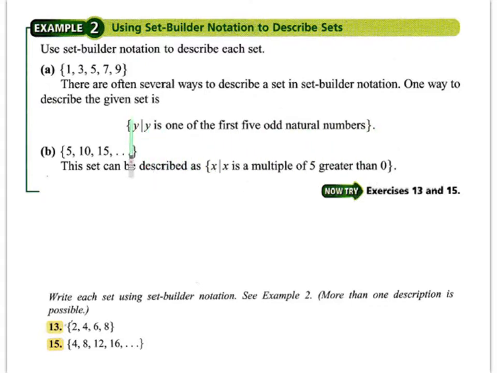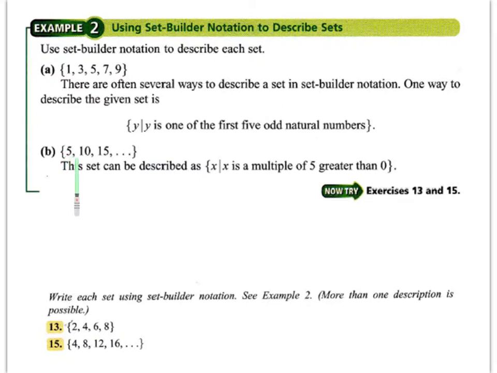So again, we start with our set brackets, just a y, you could use an x, you could use a z, you could use whatever really, but just pick a letter. So the set of all elements y such that y is one of the first 5 odd natural numbers. Again, very common trick. First 5 odd, and then natural numbers for a set of numbers there. Again, that includes just those 5 numbers, 1, 3, 5, 7, and 9. A pretty slick way to describe that.